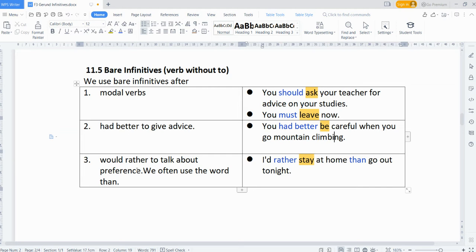Number three, we use bare infinitives after would rather to talk about preference, kecenderungan. We often use the word than. I would rather stay.